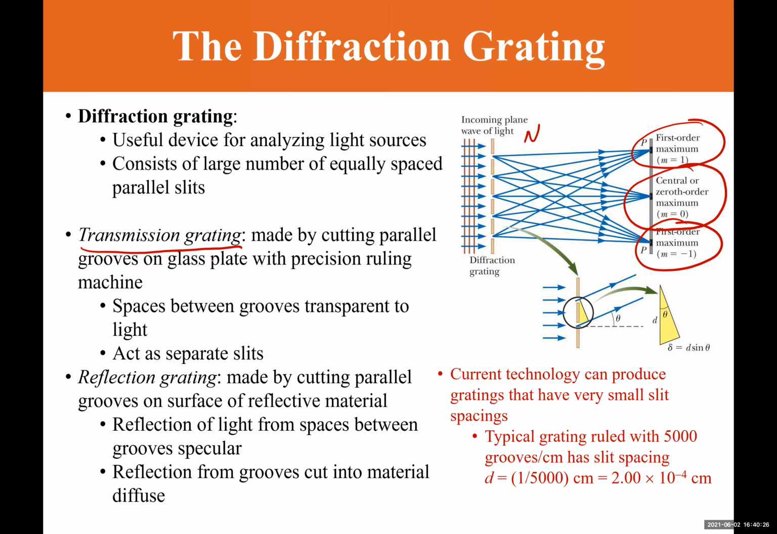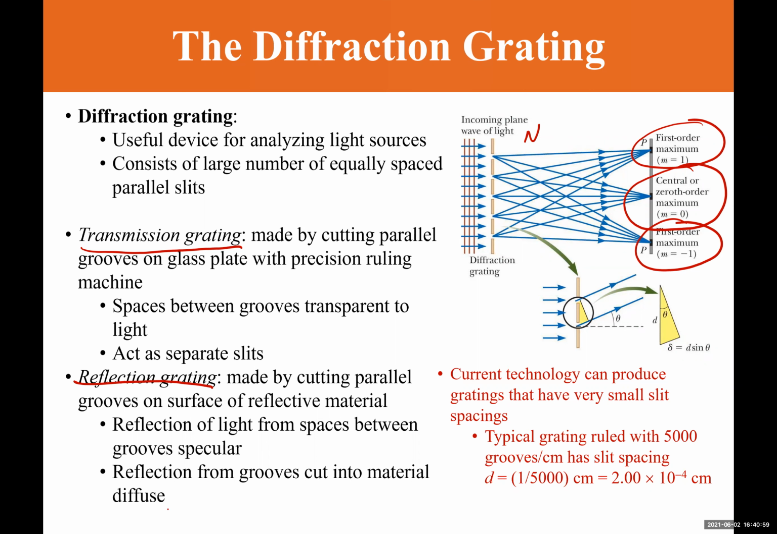So spaces between grooves transparent to light act as separate slits. And then we have a reflection grating, made by cutting parallel grooves on the surface of a reflective material, with reflection of light from spaces between grooves. Specular, remember there's specular and diffusive reflection. Specular means it's a smooth surface, so all the light rays are parallel to one another, and reflection from grooves cut into material is diffuse. So you can have either one or the other.